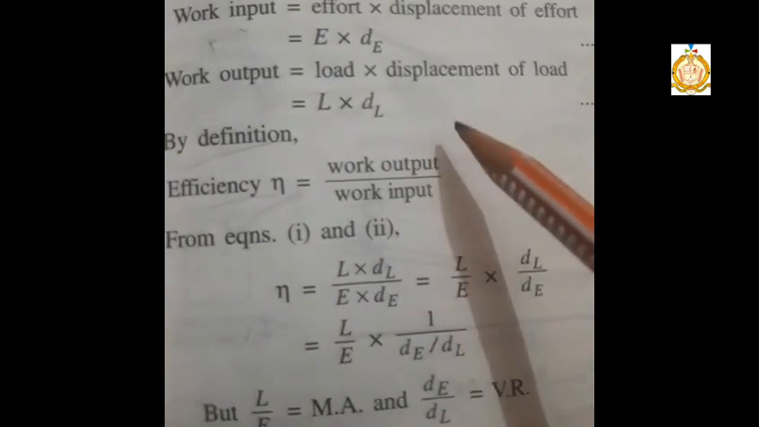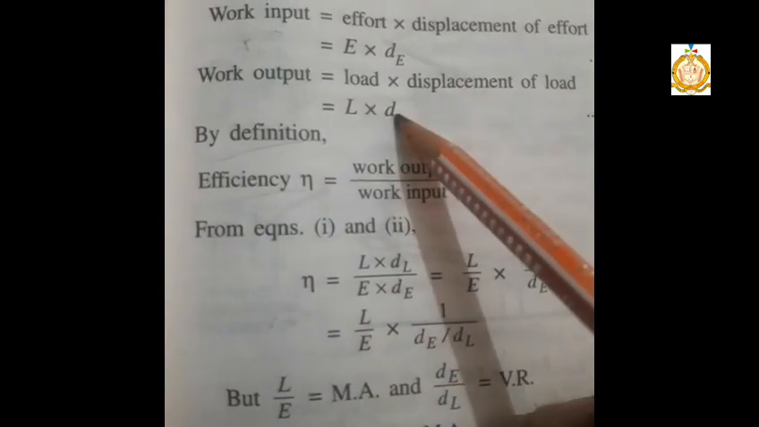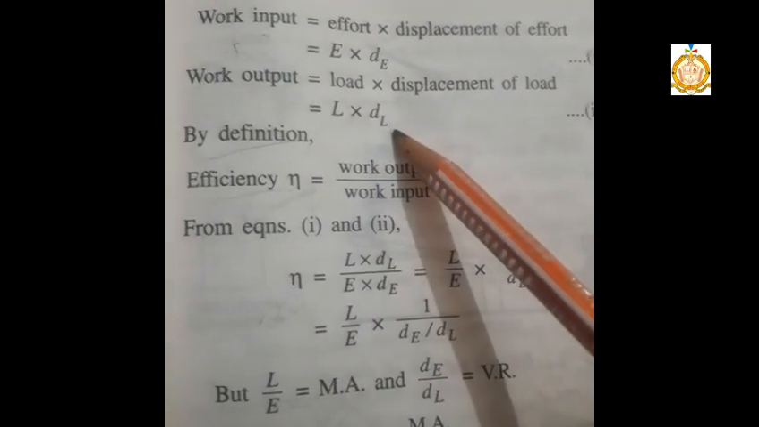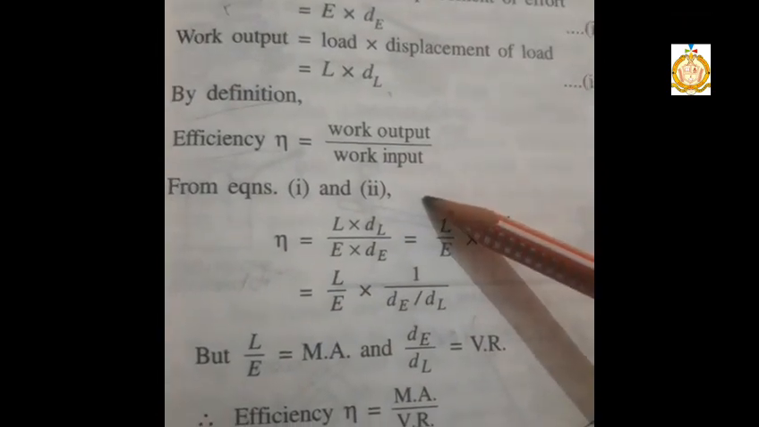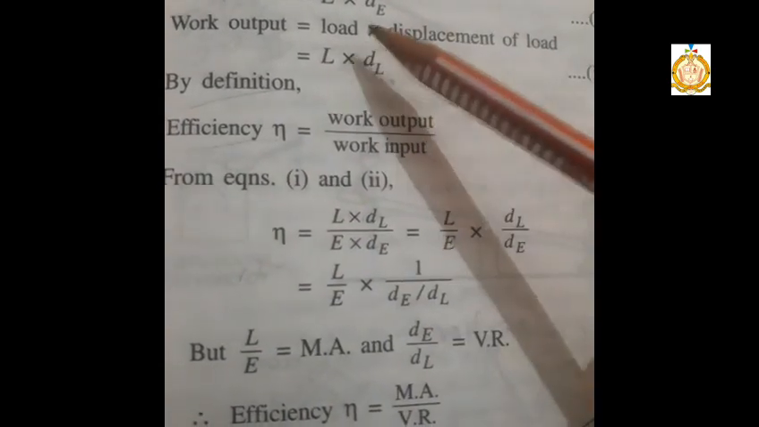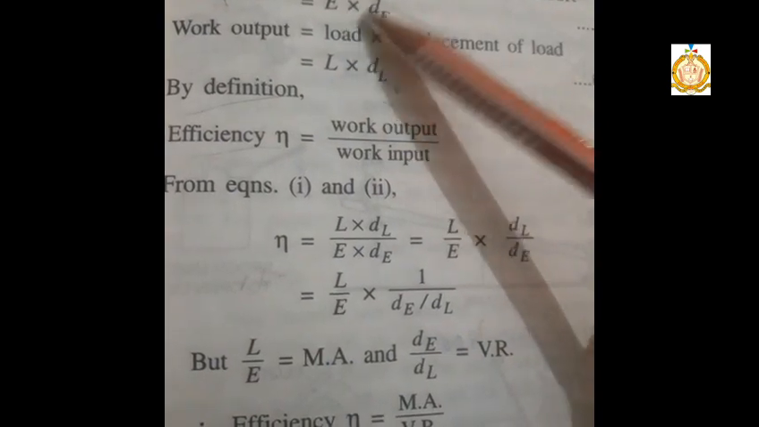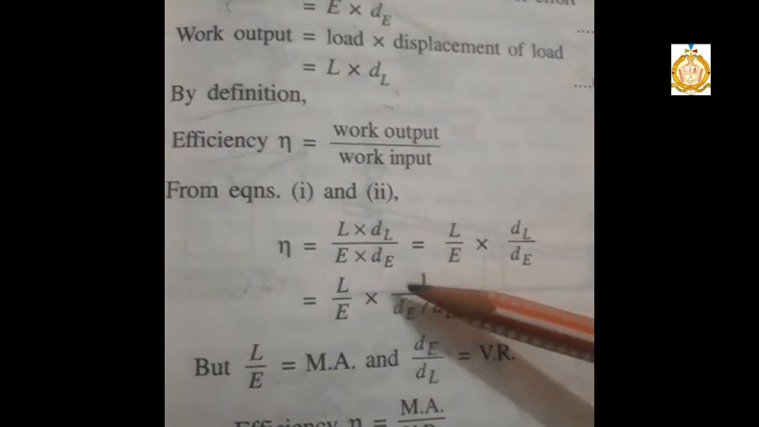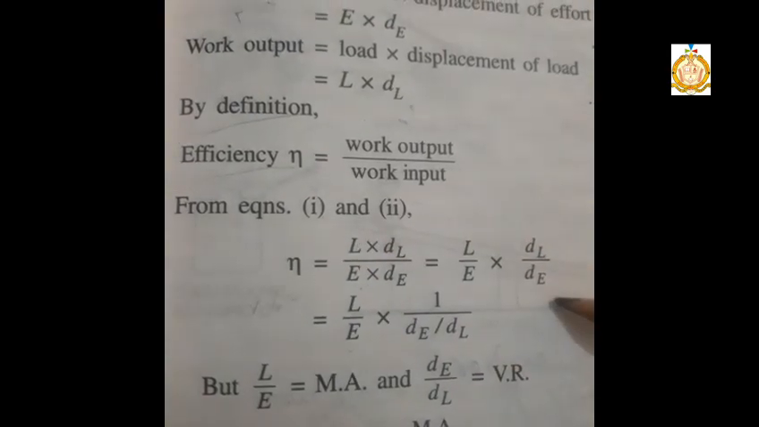How can we derive? Work input is equal to effort into displacement of effort. वर्क आउटपुट किसके ऊपर आउटपुट काम करता है? लोड इनटू डिस्प्लेसमेंट ऑफ लोड. एफिशिएंसी का फॉर्मूला क्या होता है? वर्क आउटपुट अपॉन वर्क इनपुट. आउटपुट क्या है? लोड इनटू डिस्प्लेसमेंट ऑफ लोड. इनपुट क्या है? एफर्ट इनटू डिस्प्लेसमेंट ऑफ एफर्ट. सिंगल कर दो, स्प्लिट कर दो. एल अपॉन ई मल्टीप्लाई बाय डी एल अपॉन डी ई.